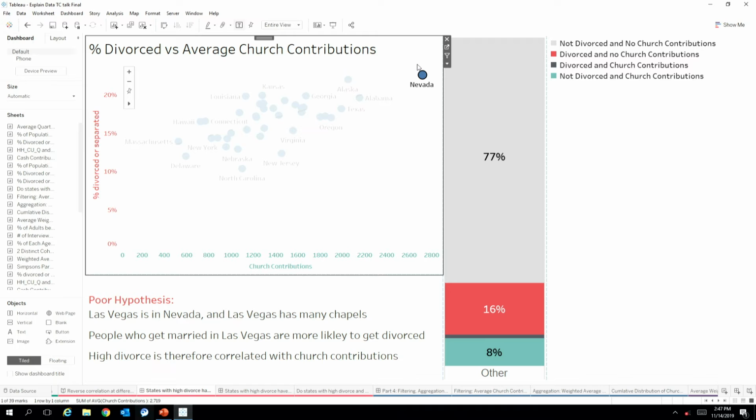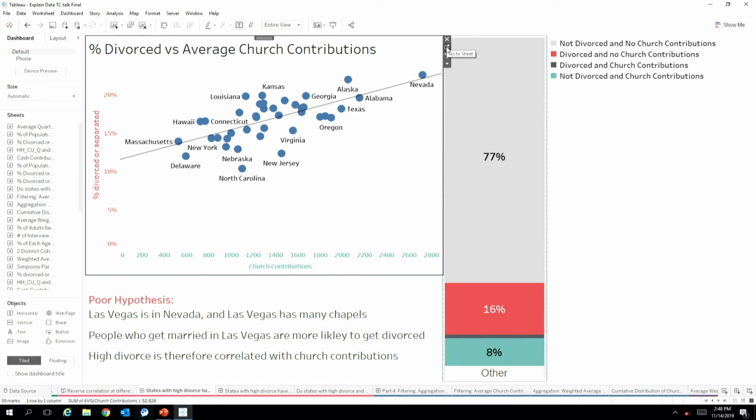Now, it sounds ridiculous when I'm saying it in this context, but this is the line of reasoning that often gets applied to these types of correlations. So this is a pretty poor hypothesis for a couple of reasons. One is that you can't actually validate it. And two is that it may explain why Nevada has high divorce and high church contributions, but it doesn't tell you anything about the other states.